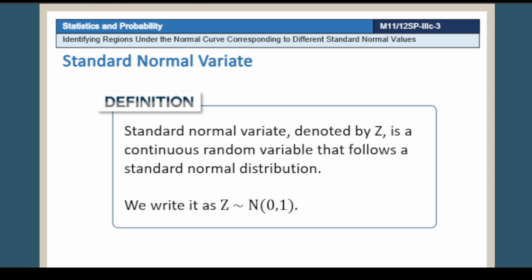So when we talk about the standard normal distribution, we also have the standard normal variate, or the variation for the standard normal data. It is denoted by z, and is a continuous random variable that follows a standard normal distribution. That is how it looks when we write it as z. Okay, next.